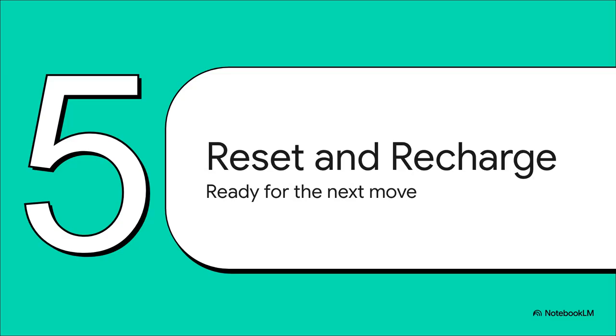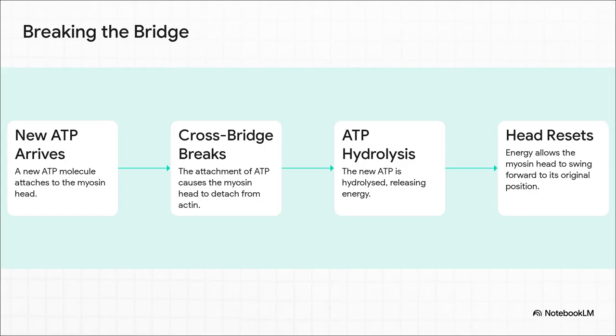So the power stroke happened. But one little pull isn't going to contract a whole muscle, right? The system has to reset itself so it can do it again and again, pulling that actin filament even further. And this is where a new molecule of ATP becomes absolutely critical. So a new ATP molecule comes along and attaches to the myosin head. As soon as it does, it makes the head let go of the actin, breaking that cross bridge. Then that new ATP is broken down, releasing its energy. And that energy is what recocks the myosin head, swinging it back into its high-energy, ready-to-go position to start the whole cycle over again.